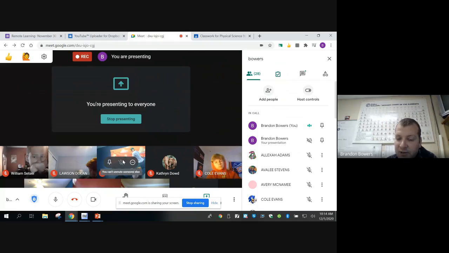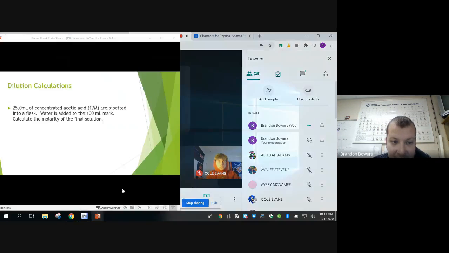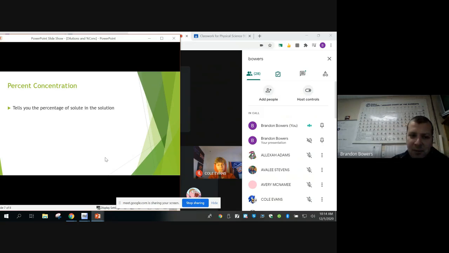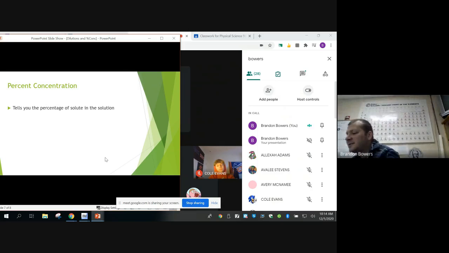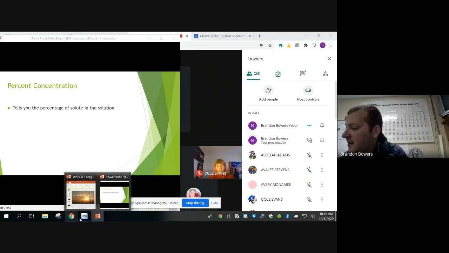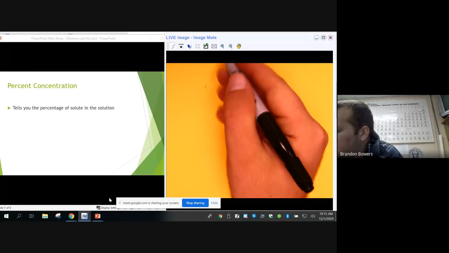All right, there's one other thing I want to show you real quick. And what it looks like is percent concentration, okay? Percent concentration. Now, what this does is it tells you the percentage of a solute in a solution. This is some terminology that I know we know. Solute is a solid, okay? The percent of solute in a solution. Well, the solution, all right, so solute is the solid.